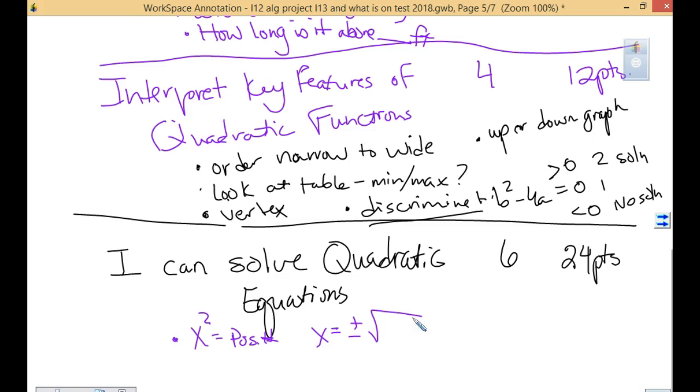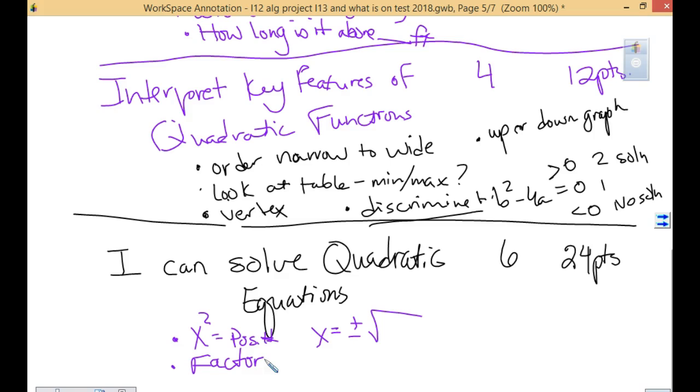X squared minus 40 equals 0. If I have x squared minus 40 equals 0, that means x squared equals 40. That means x is equal to positive and negative square root of 40, and I'm going to round it. Okay? If I don't take the square roots, the next thing I'm going to try to do is to factor.